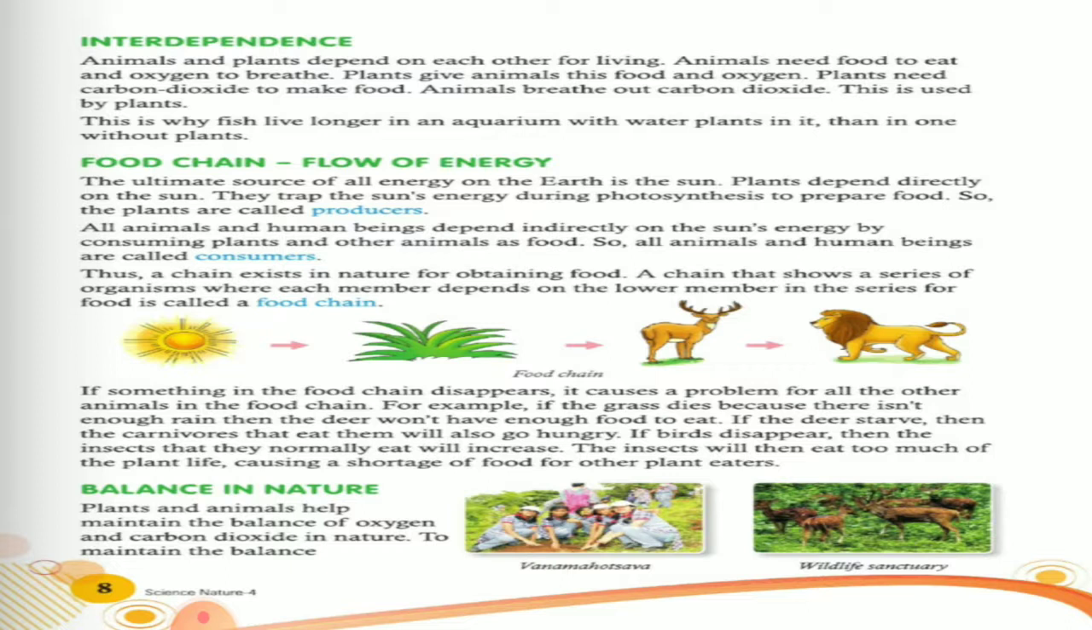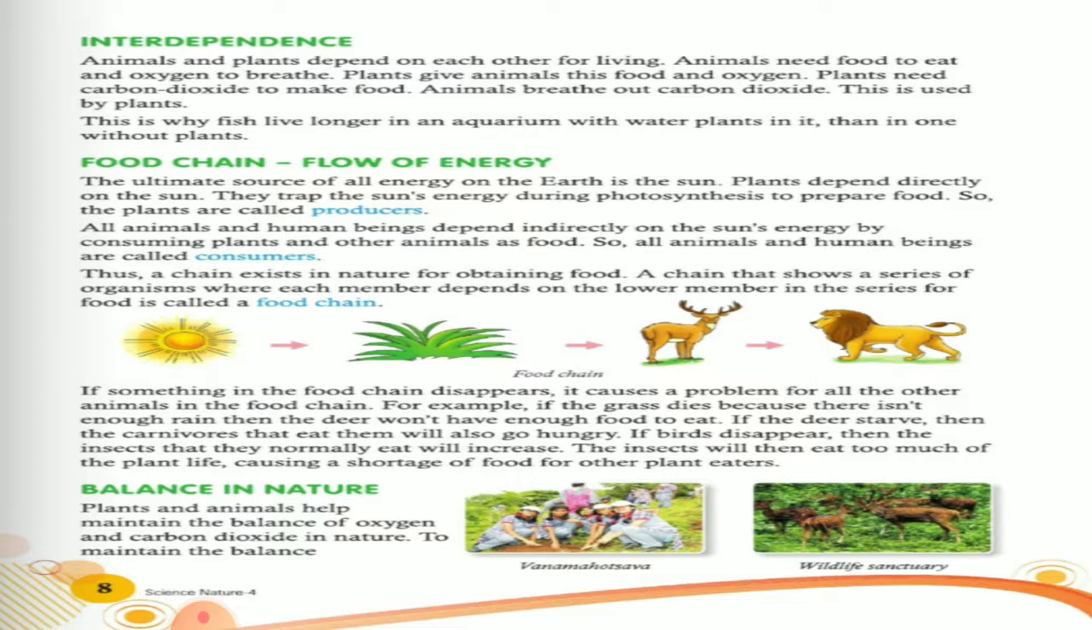Thus, a chain exists in nature for obtaining food, a chain that shows a series of organisms where each member depends on the lower member in the series for food is called a food chain. If something in the food chain disappears, it causes a problem for all other animals in the food chain. For example, if the grass dies because there isn't enough rain, then the deer won't have enough food to eat. If the deer starves, then the carnivores that eat them will also go hungry.